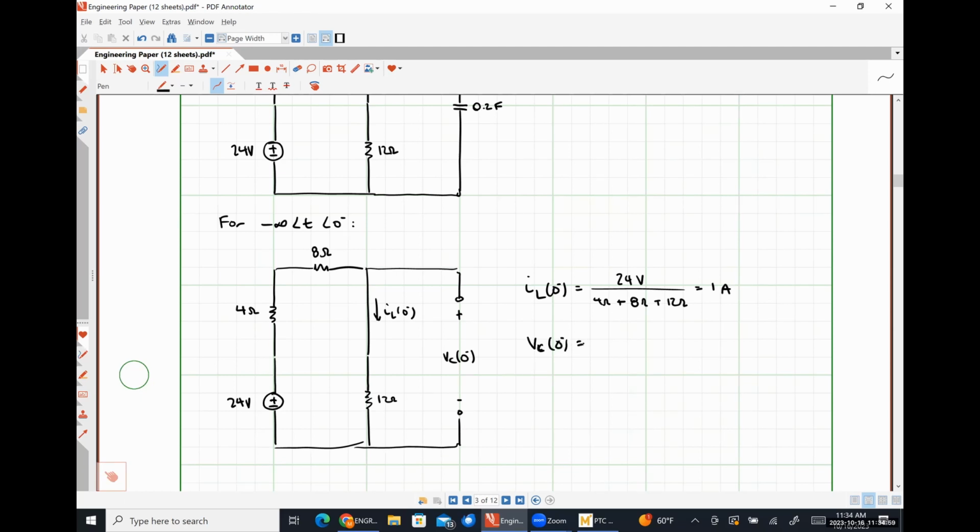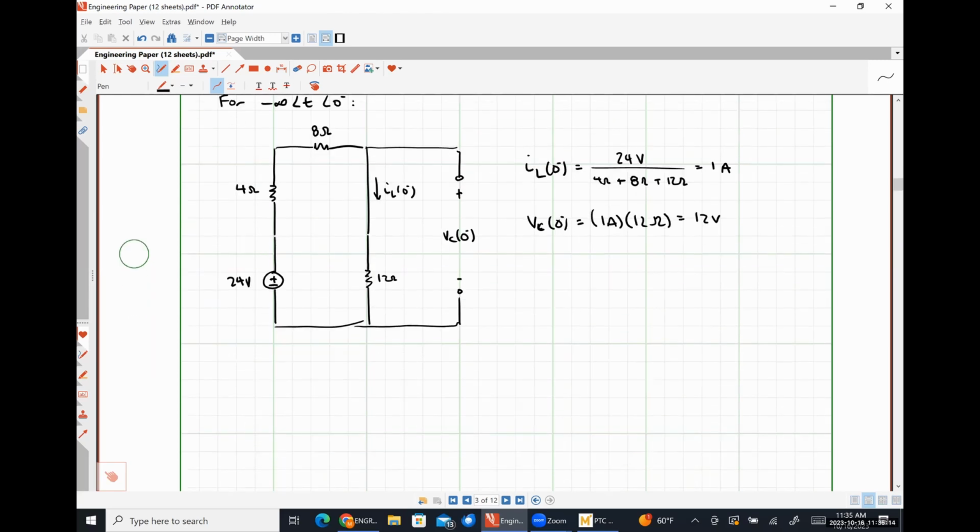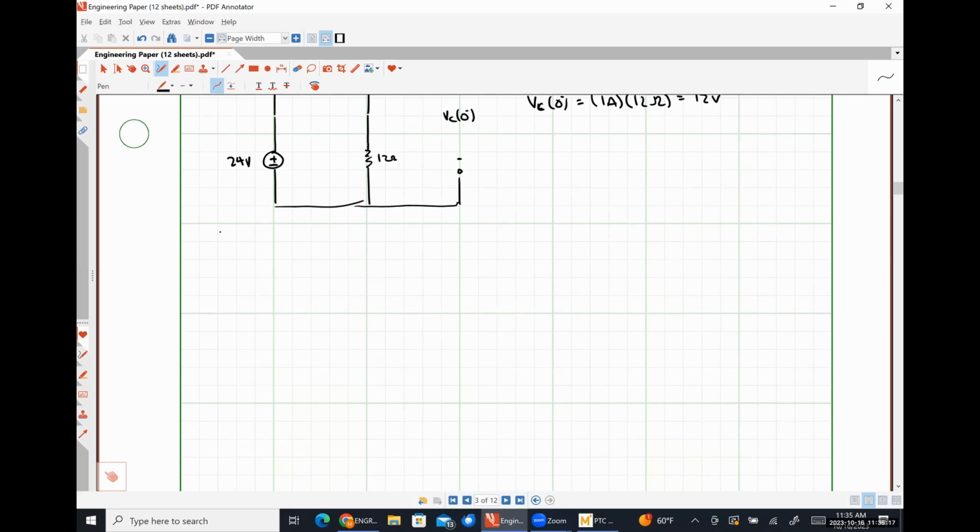VC at 0 minus would be 12 volts, just 1 amp times 12 ohms. All right. So now that we know what our initial conditions are, for t greater than or equal to 0 plus, let's look at what the S domain circuit looks like.